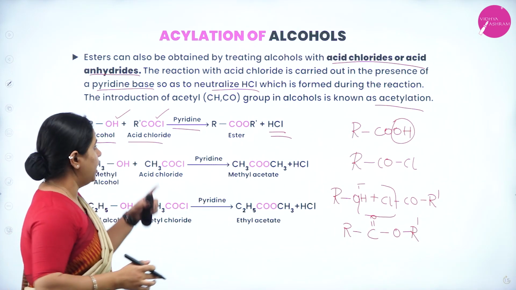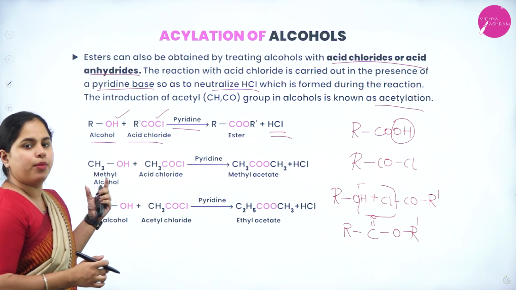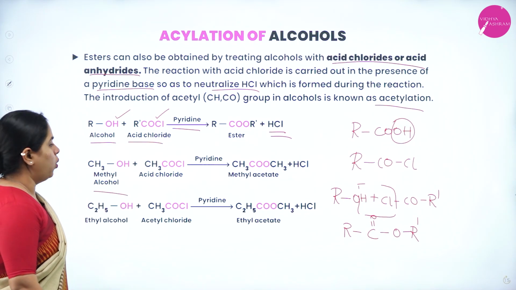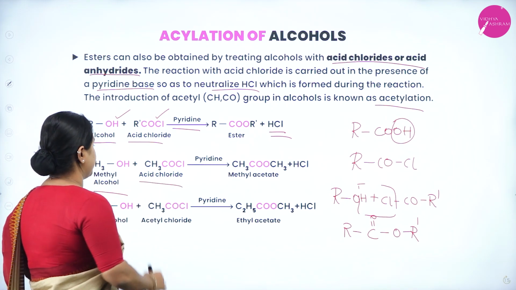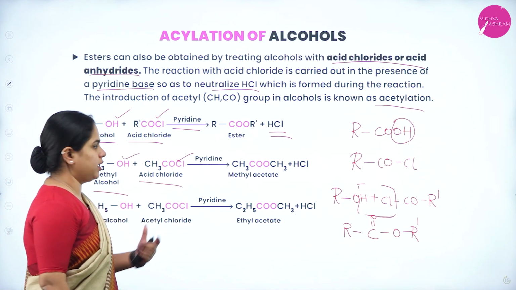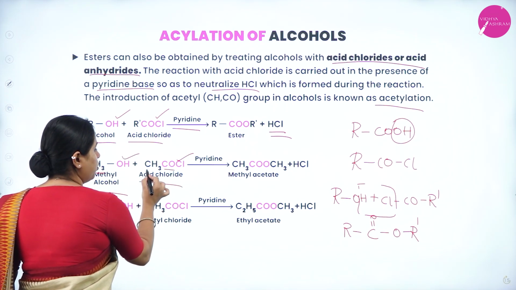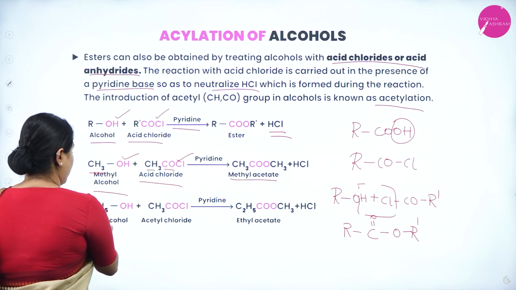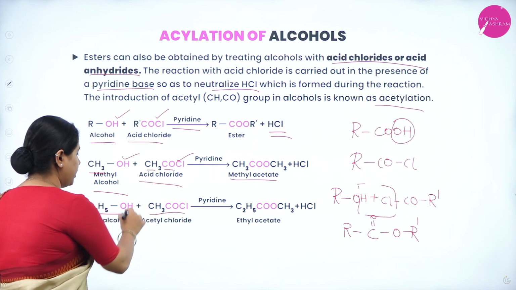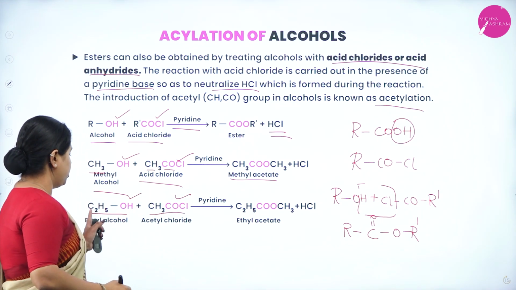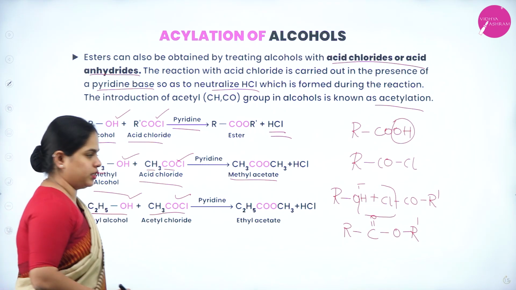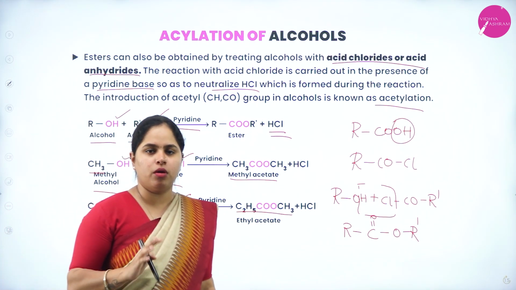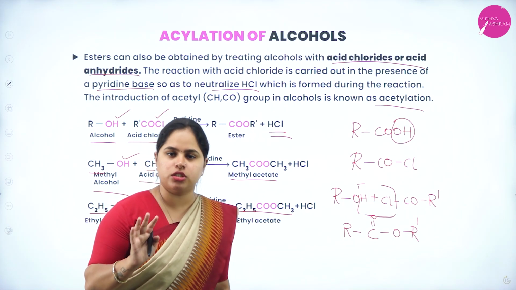HCl will be removed, and that can be removed from the product which is formed using pyridine. So you have methyl alcohol, CH3OH, methanol, and acid chloride is taken. Hydrogen and chlorine will be removed. You have CH3, C double bond O, CH3. So this is methyl acetate which is formed. And you have ethyl alcohol and acetyl chloride. Again, hydrogen and chlorine will be removed. You get C2H5, C double bond O, CH3. So this is ethyl acetate. So there are two methods in which you can form esters. So these are two different reactions of alcohols.